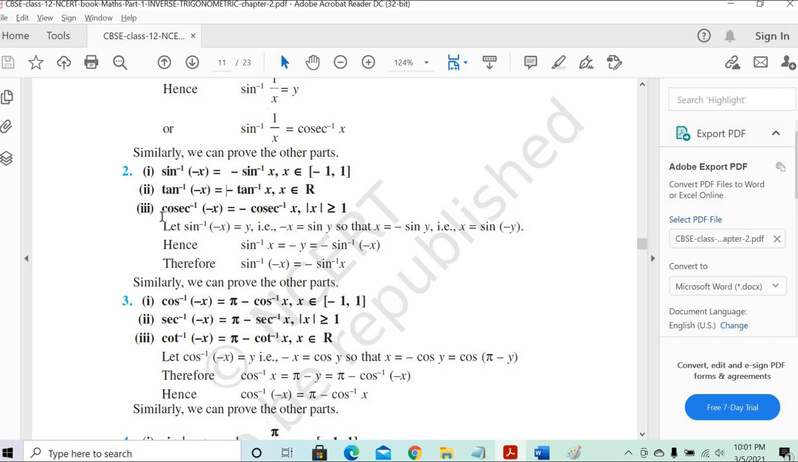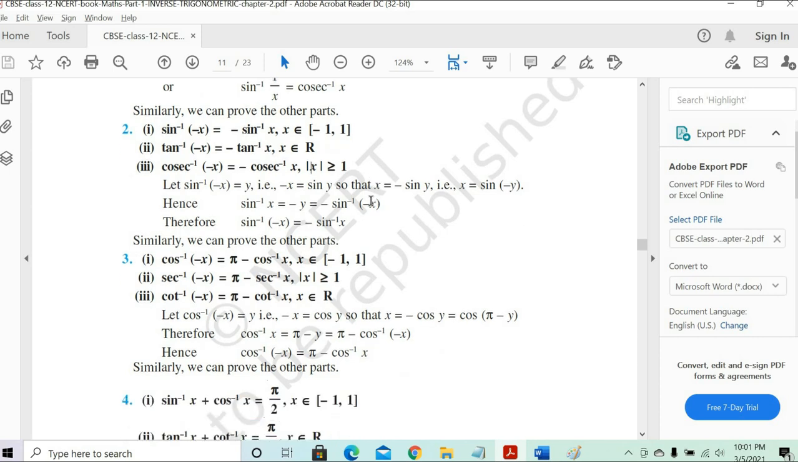In similar lines, you can do cosec inverse of minus x is equal to minus cosec inverse x. It's the same thing, okay? And this holds when the absolute value of x is greater than or equal to 1, because for cosec, the absolute value has to be greater than or equal to 1. More than 1 only will be possible, because it's the opposite of this part, right? So the absolute value of x has to be greater than or equal to 1. Clear?